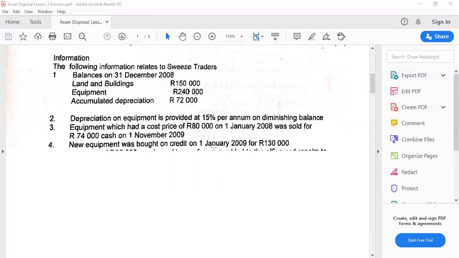So the points here that were relevant was this point here which says depreciation on equipment is provided at 15% per annum on the diminishing balance method, and that equipment which had a cost price, so this point number 3 here, which talked about the sale of the equipment. Okay, so let's go further down.